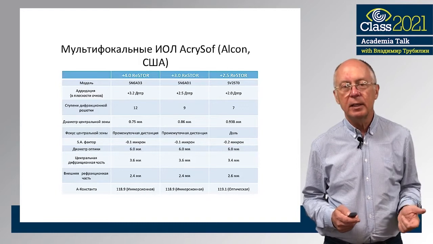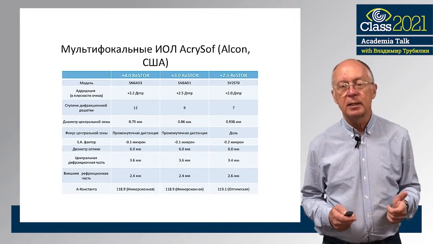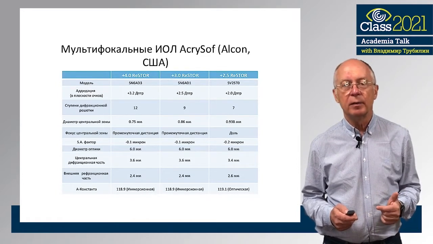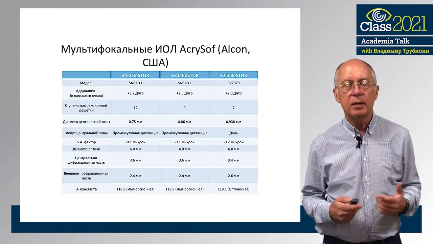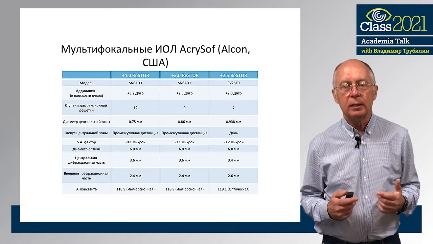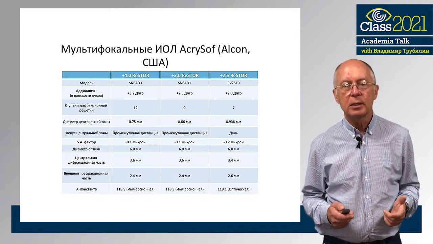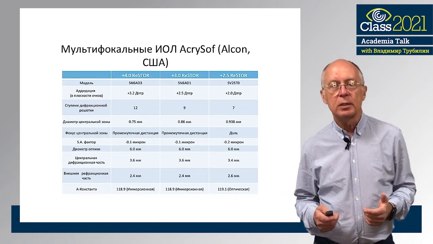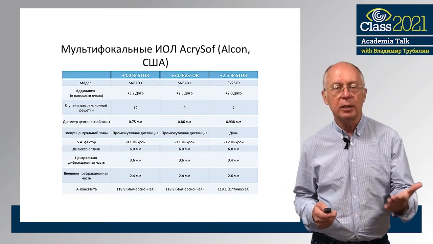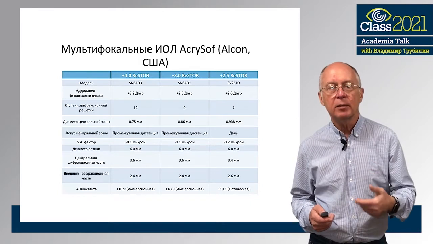If we compare Alcon multifocal lenses with various add powers, we will find that they are practically the same when it comes to design and have virtually the same optical properties, size and shape. However, they have different near focus, and the near focus with add power +4 is about 33 centimeters, +3 is 40 centimeters, and +2.5 is 50 centimeters.